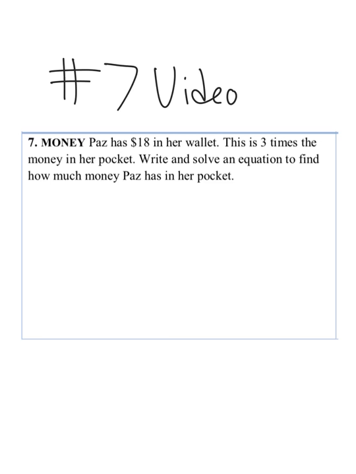Okay, here's the answer video for number 7. It says Paz has $18 in her wallet. This is 3 times the money in her pocket. Write and solve an equation to find how much money Paz has in her pocket.